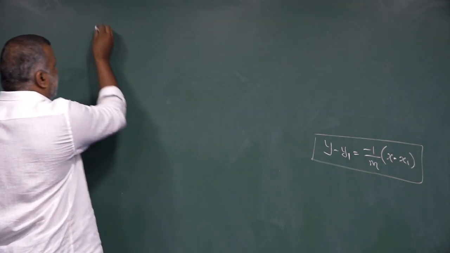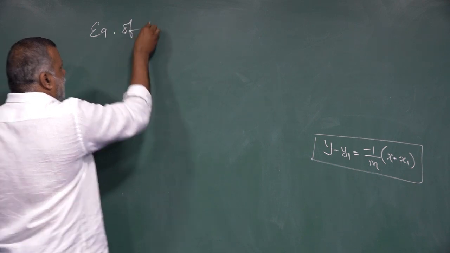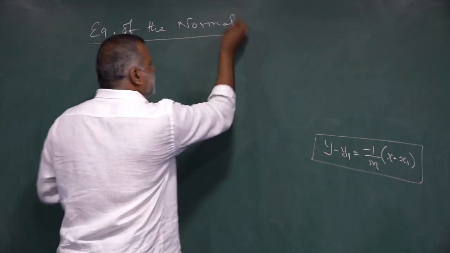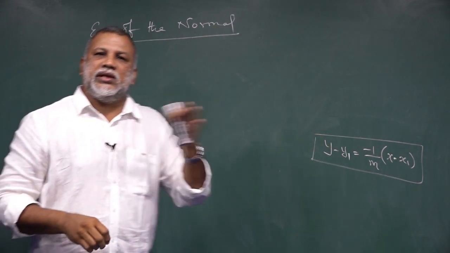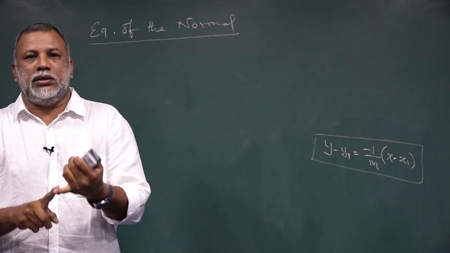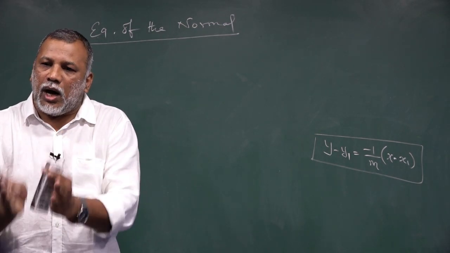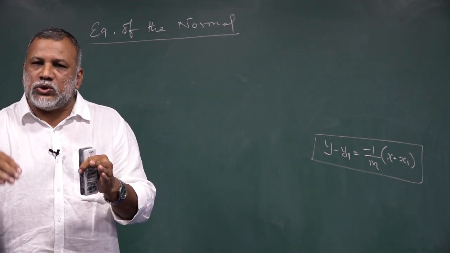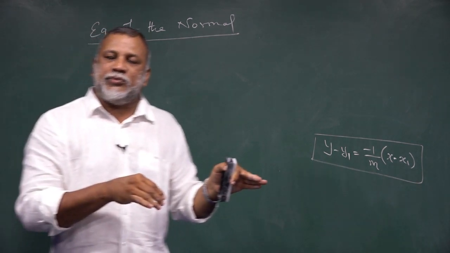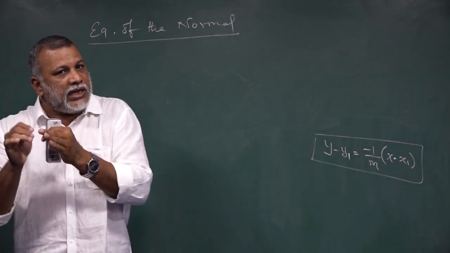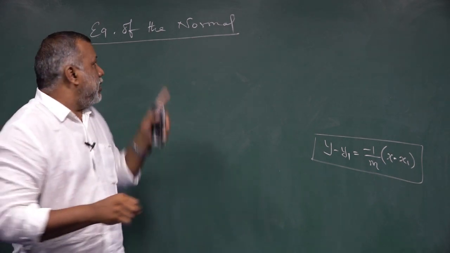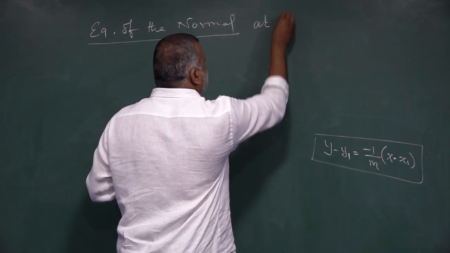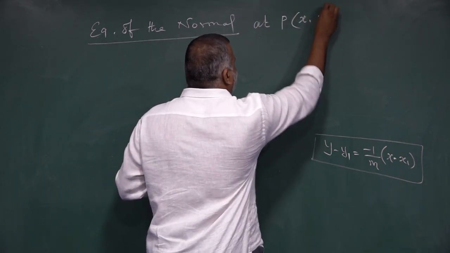Now listen, equation of the normal. Today we are going to work out this theoretical concept. We already worked out the theoretical concept of equation of the chord. Then chord becomes tangent. How the chord becomes tangent? Already we explained. The point Q(x2, y2) moves towards P(x1, y1) and coincides with P(x1, y1). Then the chord becomes tangent at the point of contact. Now we are going to work out equation of the normal at the point P(x1, y1).